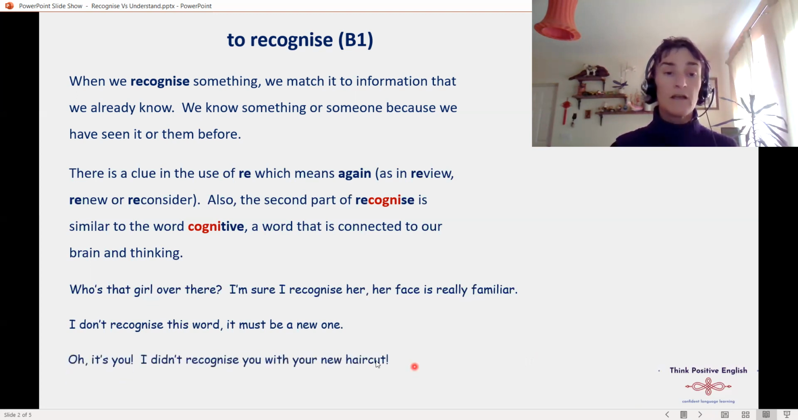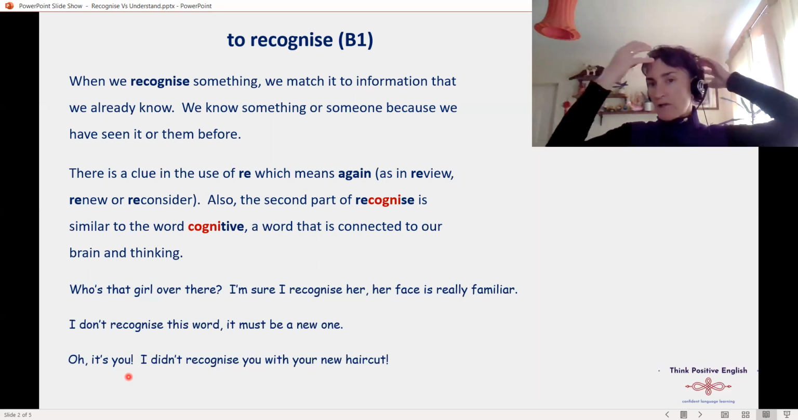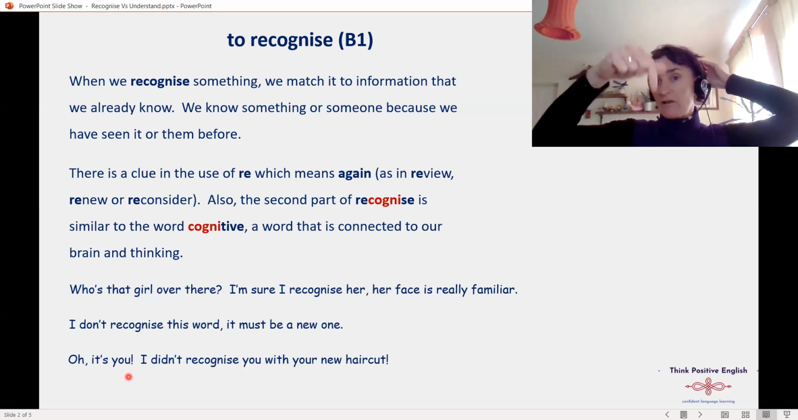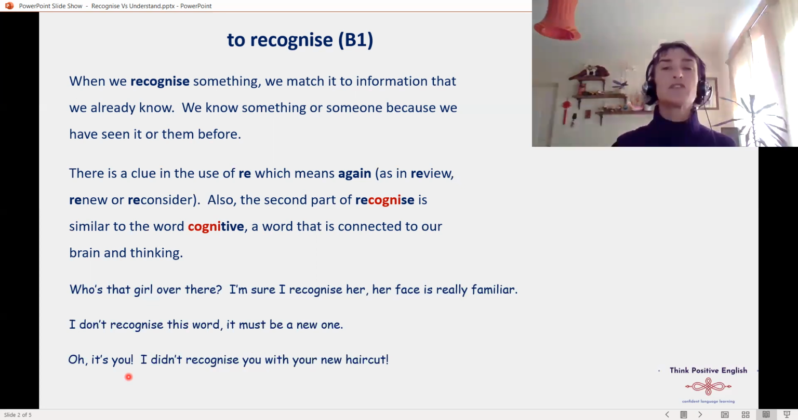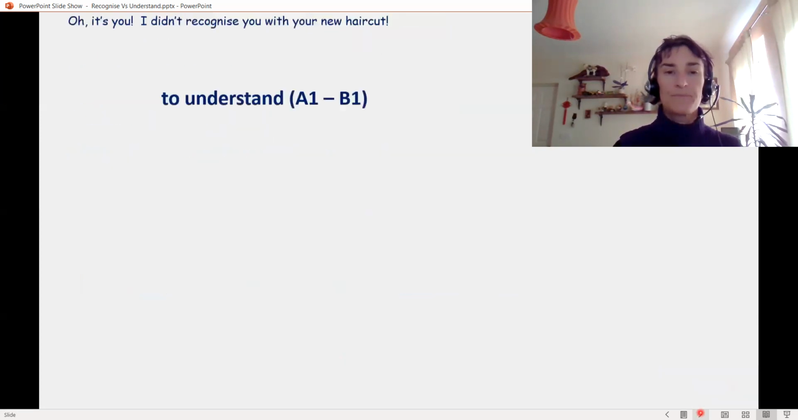And finally, sometimes when we change our appearance, people get a bit confused and they don't recognize us. So, oh, it's you. Oh, I didn't recognize you with your new haircut. You look totally different. So it was hard to match what I see now with the previous information of you in my head. Let's take a look at understand.